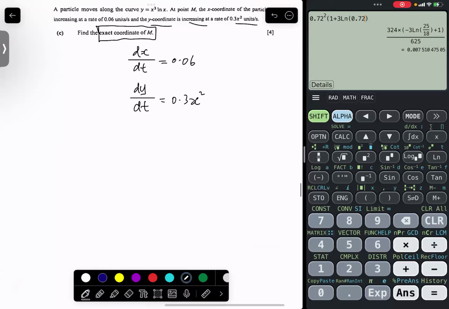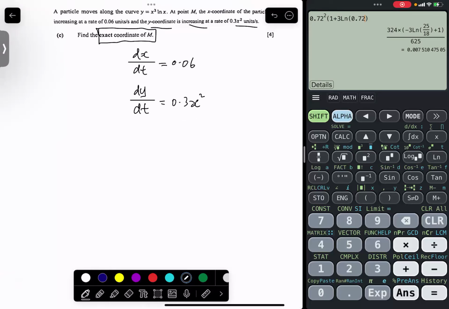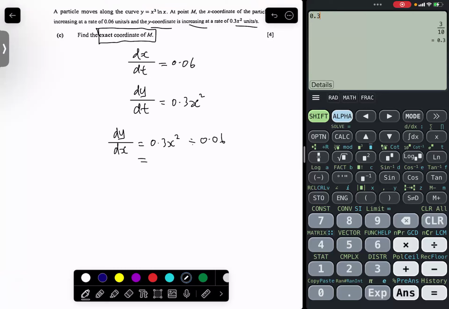So over here, we have dx/dt and dy/dt. Not a very common question. But what we can extract here is actually dy/dx. From the two equations that were given, I can see that dy/dx is equal to 0.3x² divided by 0.06. 0.3 divided by 0.06 is 5, so that is equal to 5x².